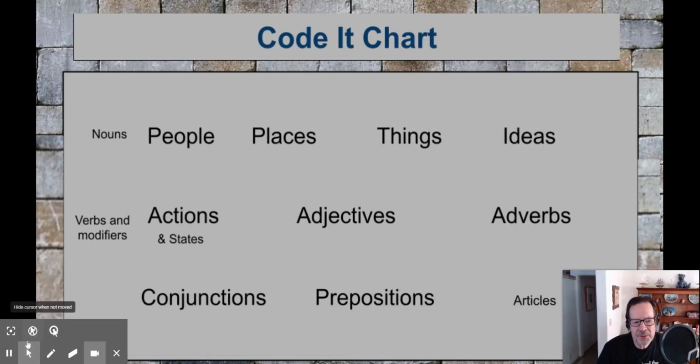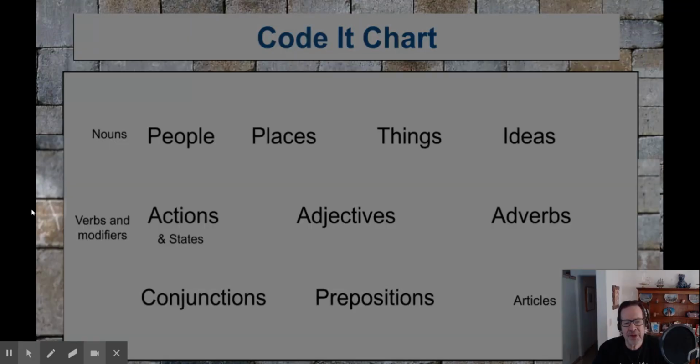Okay, today we're going to make a coded chart. Our top line are nouns: people, places, things, and ideas. For people, we're going to put a couple people. For places, we'll put a little house. For things, we'll put a basketball. For ideas, light bulb.